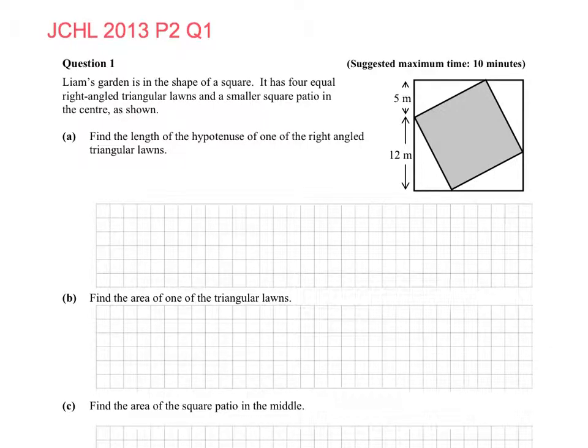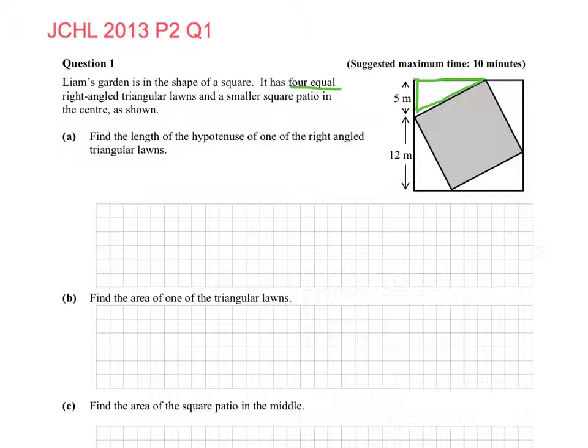Junior Cycle Higher Level 2013 Paper 2 Question 1. This is an area and length question, and we have a drawing already made. We have a square garden, and in that garden we have sections of lawn and a section of patio. The first thing we're asked to do is look at the triangular lawn sections.